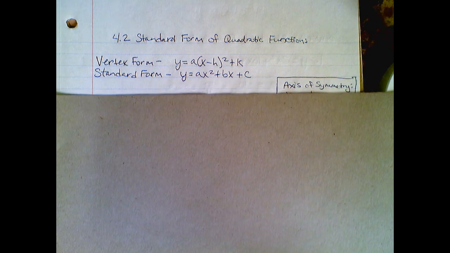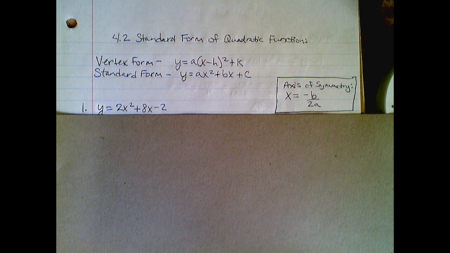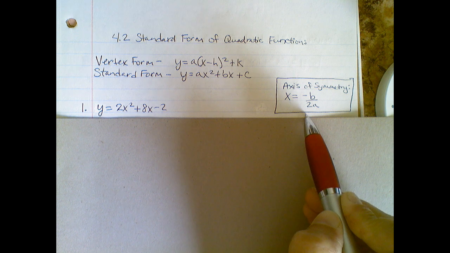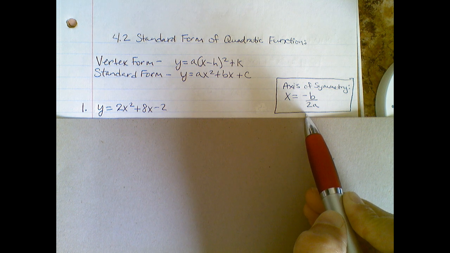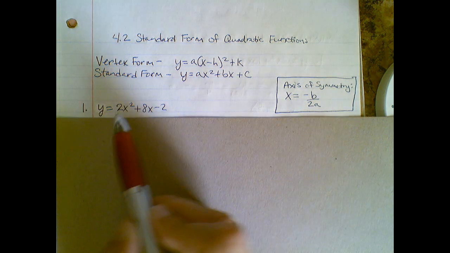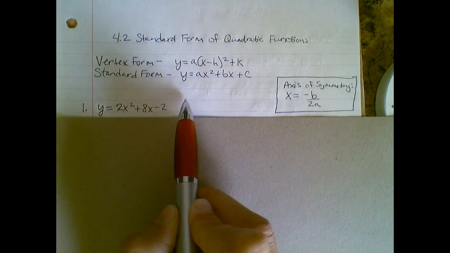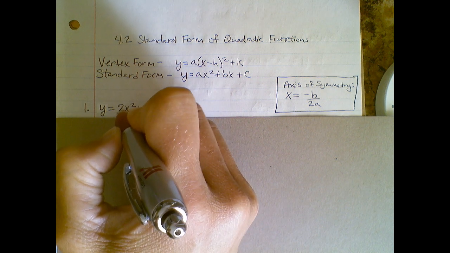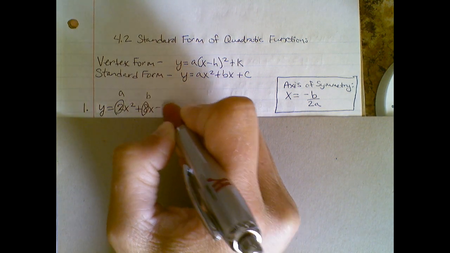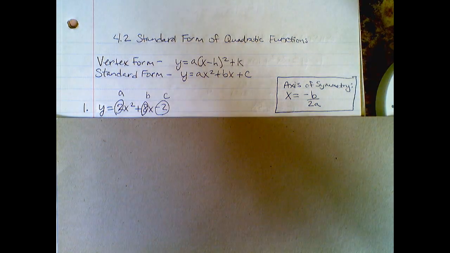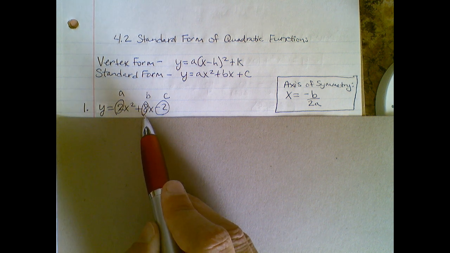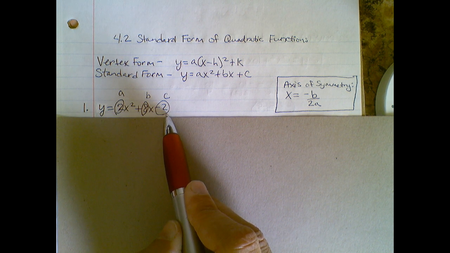To start off, I need you to write down this equation: x equals negative b divided by 2a. This is the equation that we're going to need to use to help us find the axis of symmetry and then our vertex. So this first example, notice how it's in that standard form. My a is going to be 2, my b is going to be 8, and my c is going to be negative 2. My a is always the number in front of my x squared, the b is always in front of your x, and the c is the number by itself.